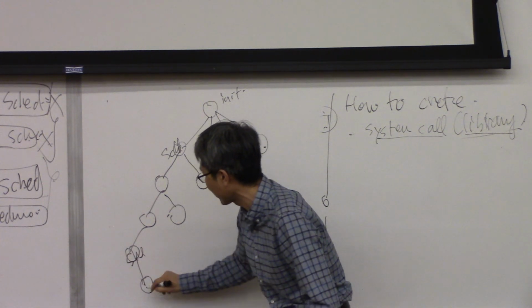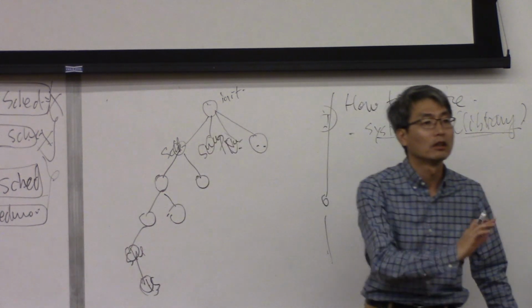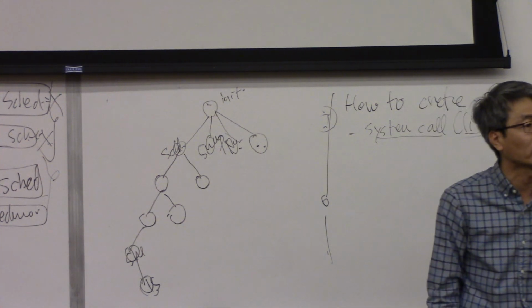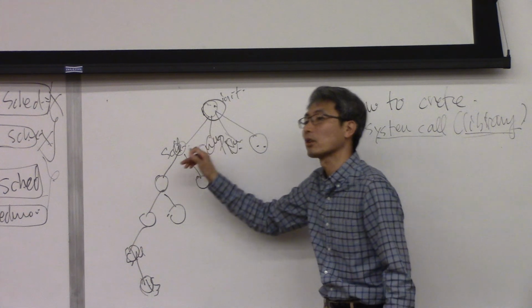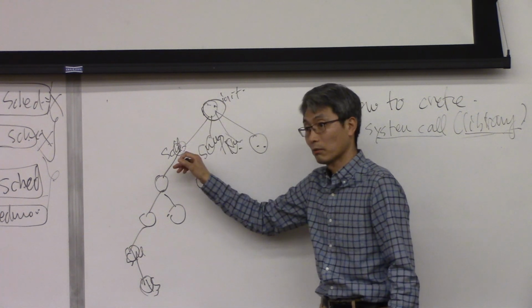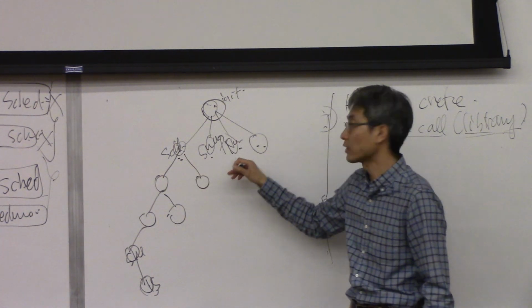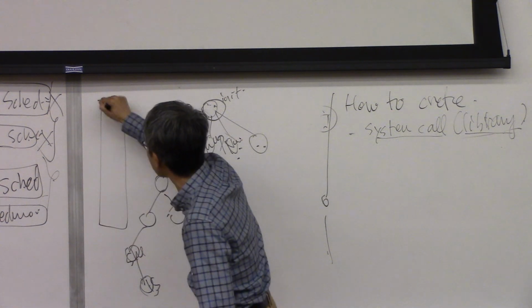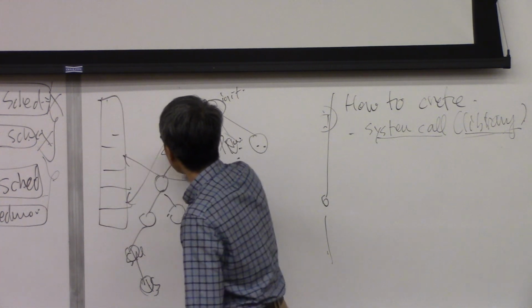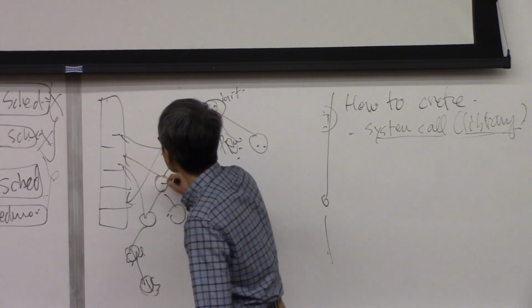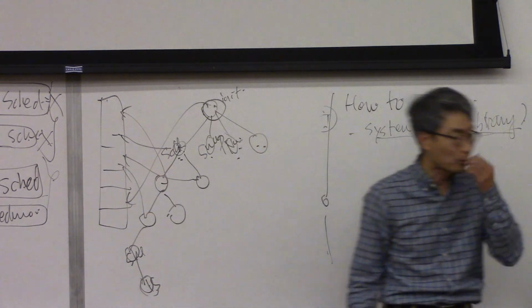So from the shell program you can run the ls command. That is a process like that. So it always follows the pattern of creating child processes. This is the physical memory. This one will be here, this one will be here. All of these processes are in the memory.